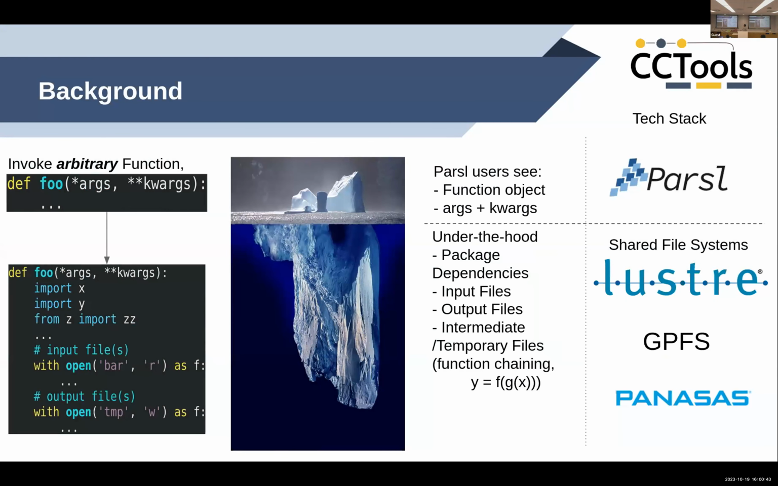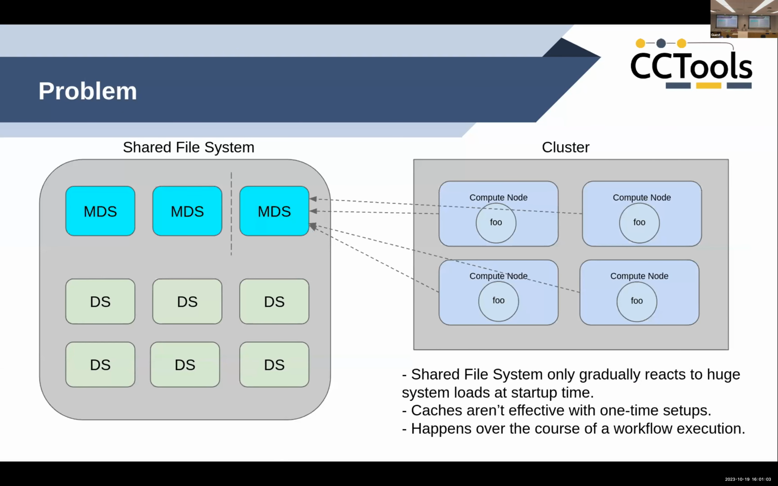Parsl automatically manages the function object and the arguments for you. But it usually relies on a shared file system on an HPC facility to deliver the dependencies and the files to the worker node. And this is going to create a big problem for the shared file system, because when you run a large-scale workflow consisting of thousands of functions, then all functions start at the same time, which will overload the metadata server, because they will ask for the same set of package dependencies and maybe for the same subset of input files.